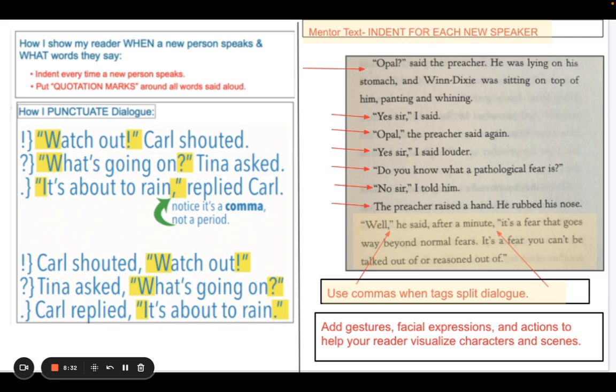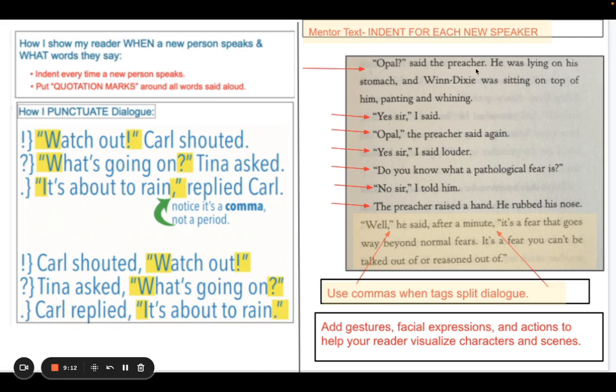So you will have a copy of this. The blue and yellow on the left just tells you what to do if you're going to use an exclamation point with the speech tag at the end. Right? "Watch out," Carl shouted. Your exclamation point is here. Question mark is going to be there. If it's going to be a period, you use a comma. You don't put the period here. And then if you want to lead off with your speech tag, Carl shouted, you set it off, you introduce the quote with a comma, and then the end punctuation goes inside the quotation mark.